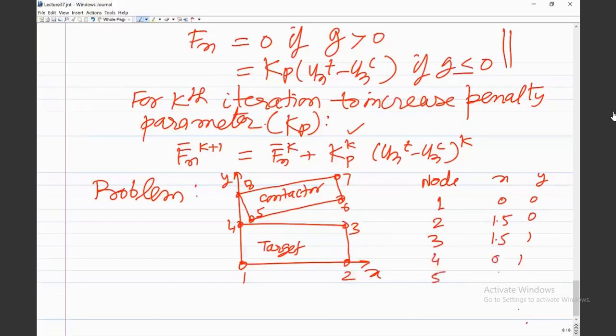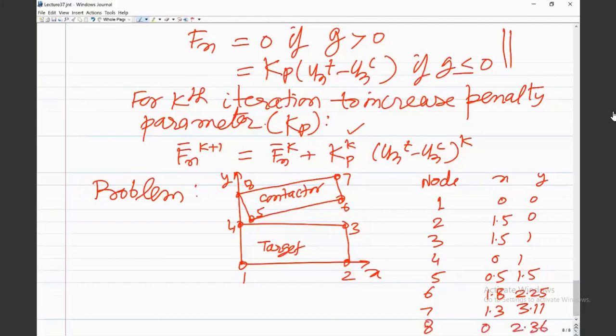Node 5 is 0.5 and 1.5. Node 6 is 1.8 and 2.25. Node 7 is 1.3 and 3.11, and node 8 is 0 and 2.36. So these are the coordinates.